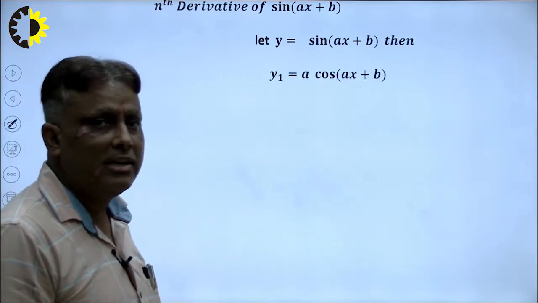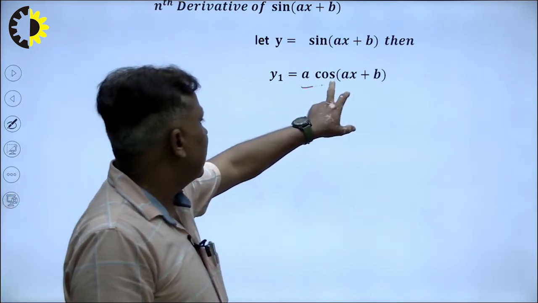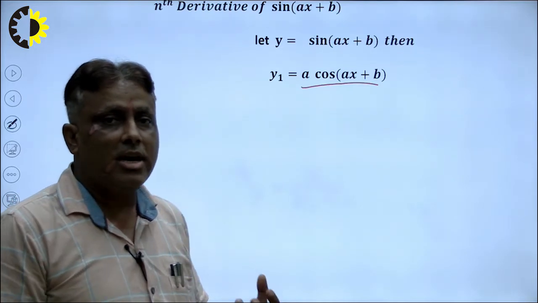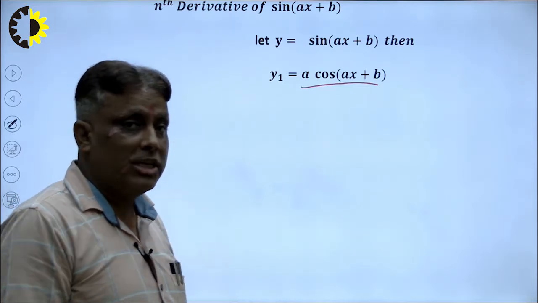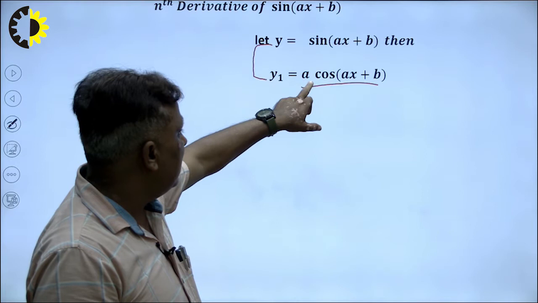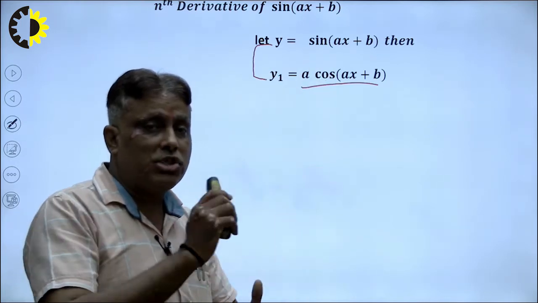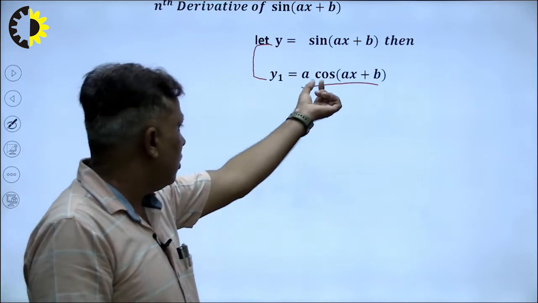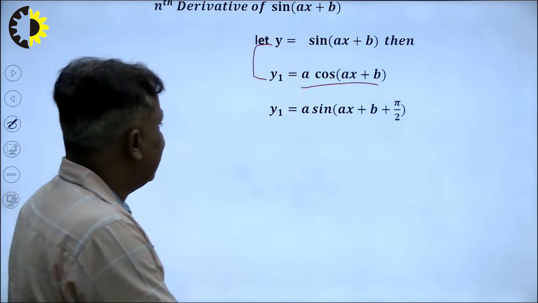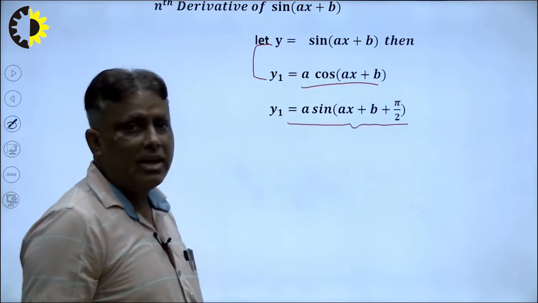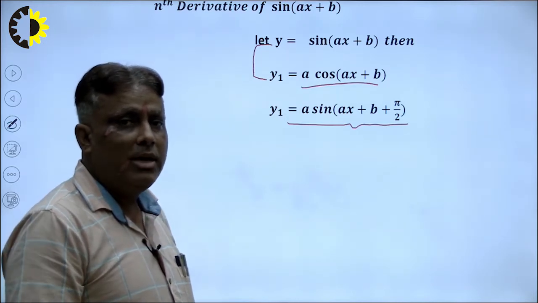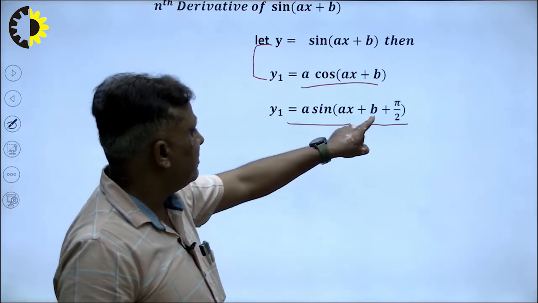The first derivative of sin(ax plus b) will be a cos(ax plus b), with a outside. Now the question is what is the change in these terms. I want to change cos into sin in symmetry form, without any differentiation. So students see very carefully: sin(x plus pi by 2) will be cos x. So I write sin(ax plus b plus pi by 2), which is cos(ax plus b).